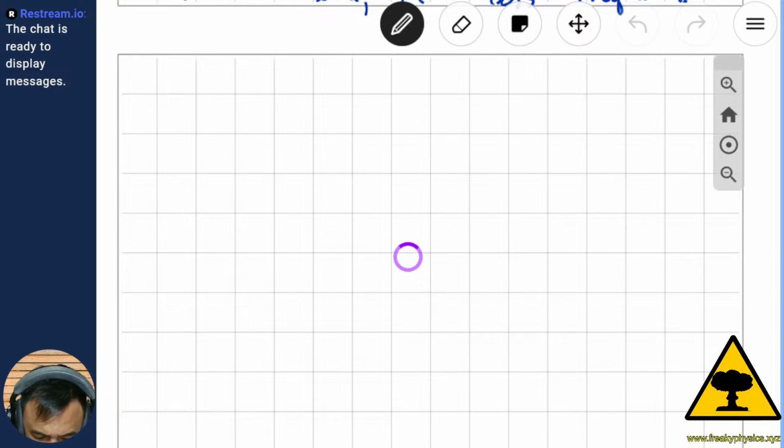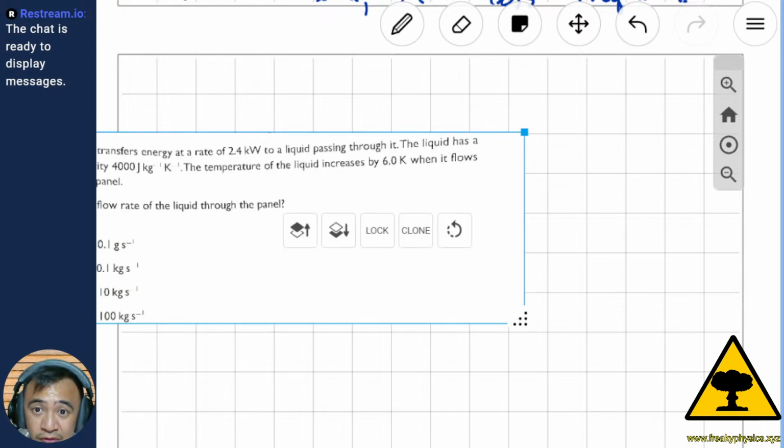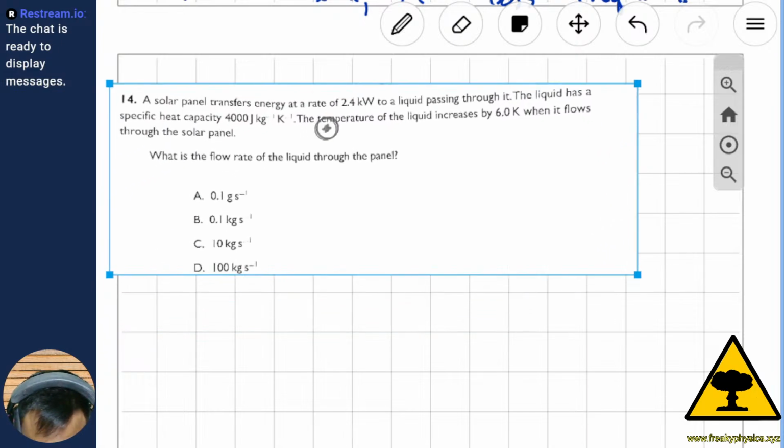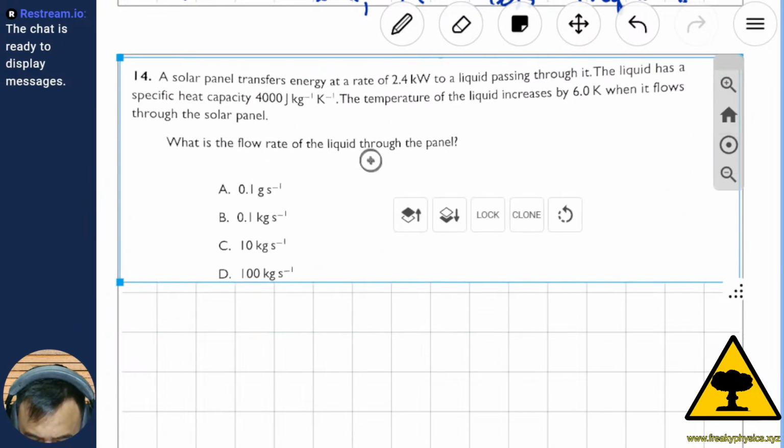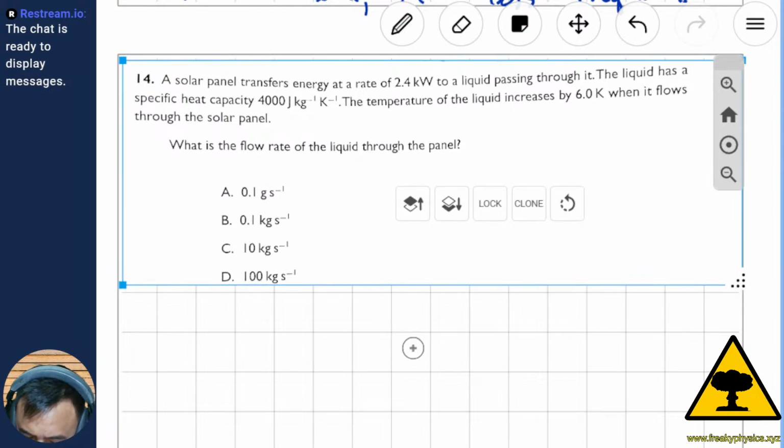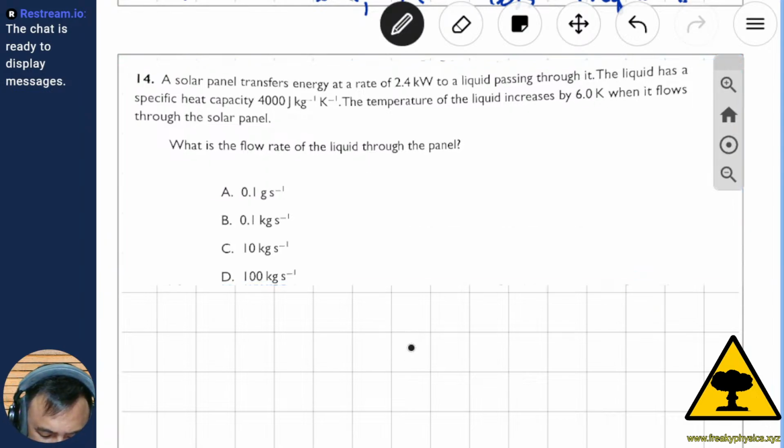Okay, so the first problem here is about a solar panel, right? Let's get it onto the screen. So there's a solar panel and it transfers energy at a 2.4 kilowatt rate to a liquid passing through it. The liquid has a heat capacity of 4,000 joules per kilogram per Kelvin, and the temperature of the liquid increases by 6 kelvin when it flows through the solar panel. Okay, what's the flow rate through the panel?